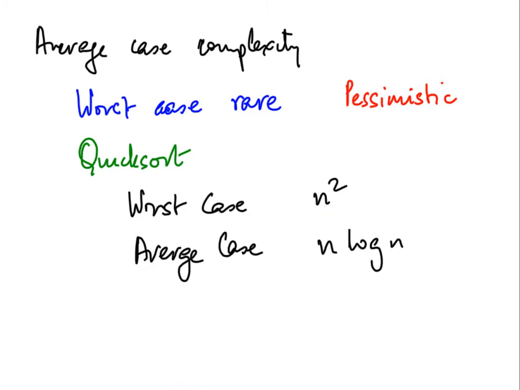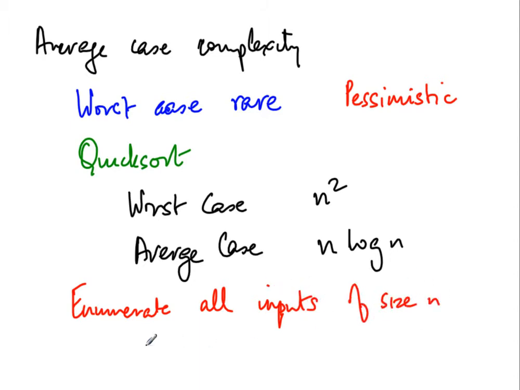Now, how do you do this? Well, you actually have to in some sense enumerate all inputs. I mean, not physically, but you have to account for all inputs of size n and compute the average time. So this sounds easy, but it's actually quite hard. And there are two reasons why it is quite hard. The first reason is, what are all the inputs?